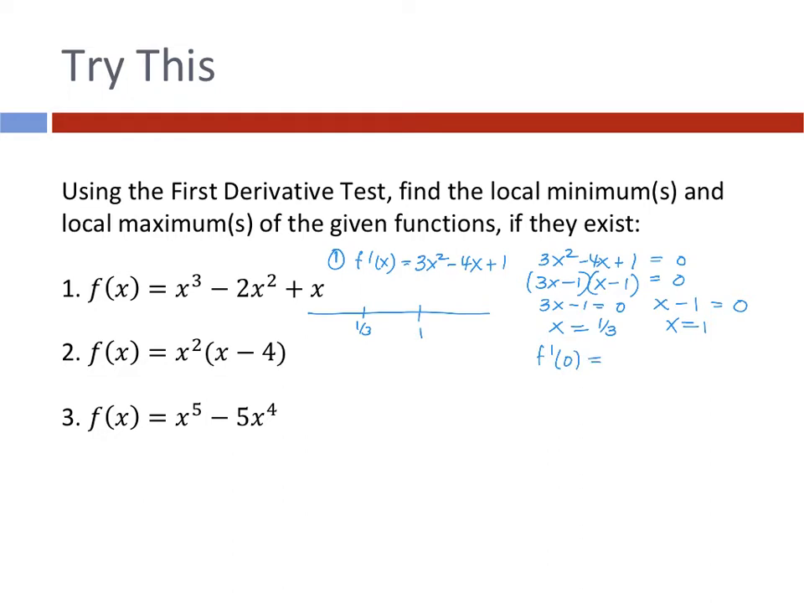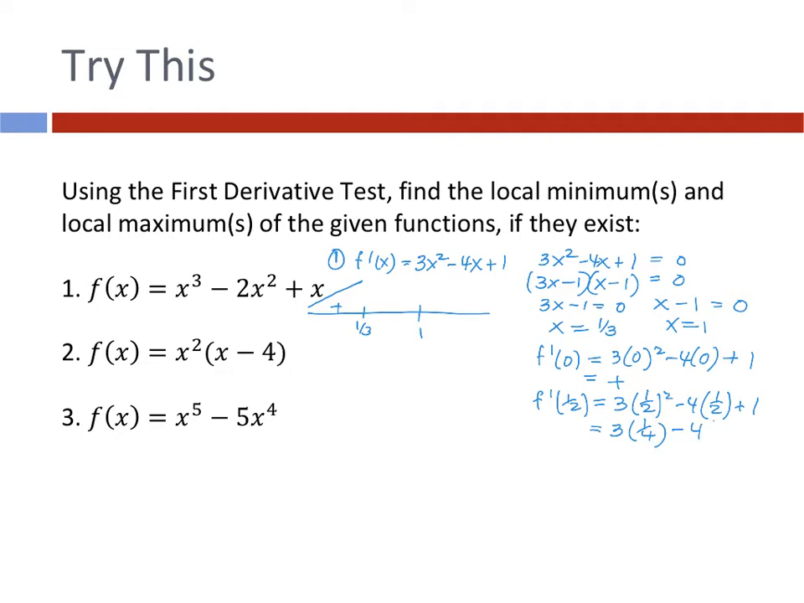And if I find f prime of 0, that's 3 times 0 squared minus 4 times 0 plus 1. And that's going to give me a positive value. We really don't care what value it is. We just want to know if it's positive or negative. So it's positive. So that means on this interval, it's increasing, doesn't it? And then between 1/3 and 1, let's take 1/2. So if I find f prime of 1/2, I get 3 times 1/2 squared minus 4 times 1/2 plus 1. And again, we're just trying to find out if it's a positive or a negative value.